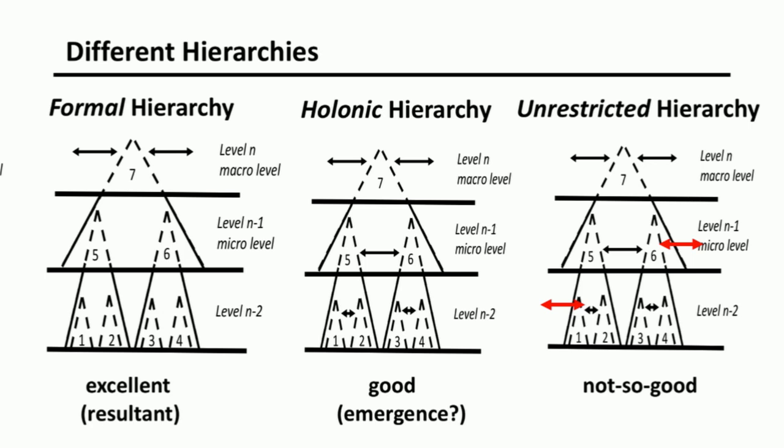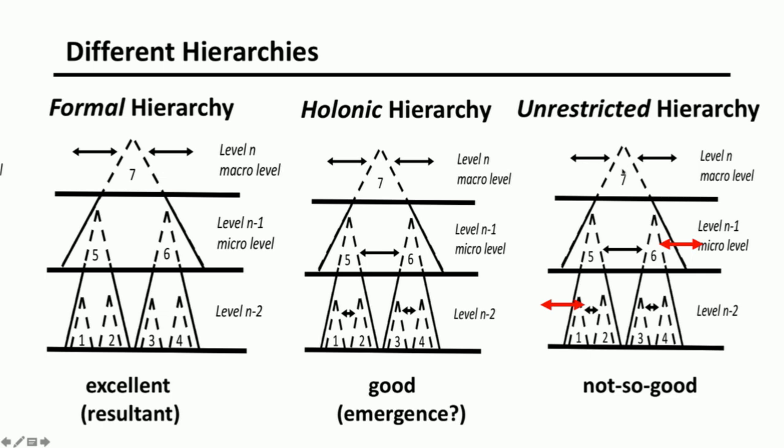And if we have an unrestricted hierarchy, that means we have no holonic hierarchy, and we have these red interactions to the outside, either to other holons or to the external world, then of course this is not so good a situation because we don't know what will happen. Our abstraction of the holon at the top is limited and falls apart.